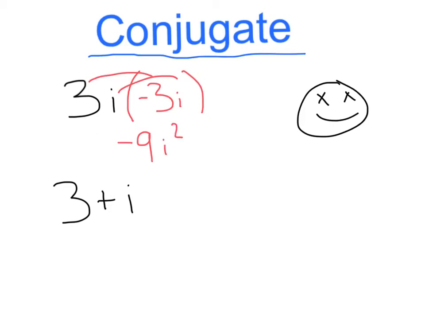Remember, this i squared is going to become a negative 1. And this is going to simplify to a positive 9. Notice we eliminated the i.